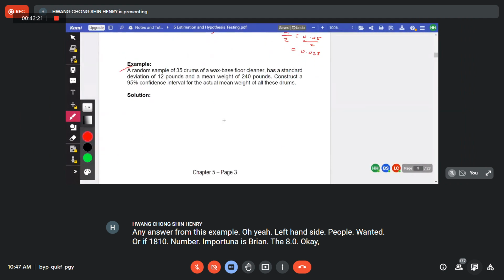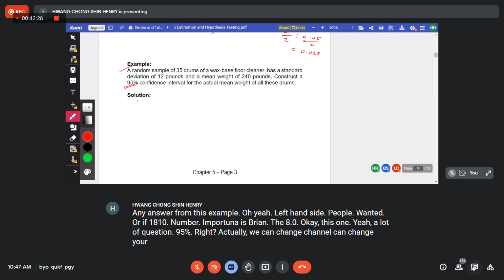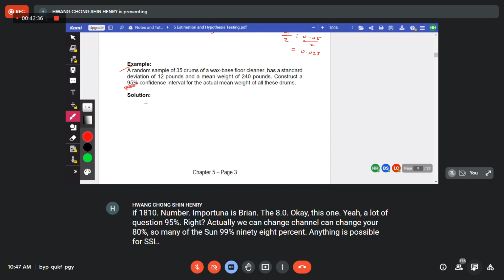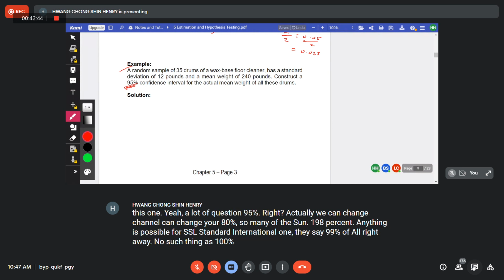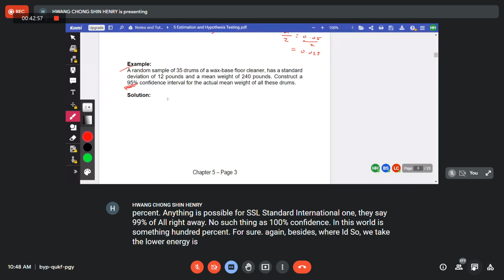Okay, this one. See, a lot of questions use 95%, right? But actually, we can change it now. It can change to 80%, 70%, 99%, 98%. Anything is possible. But as I said, the international standard says 99% is too high. By the way, there is no such thing as 100% confidence. In this world, there's nothing 100% for sure. 99% is very high already, so we take the lower average, which is 95%.